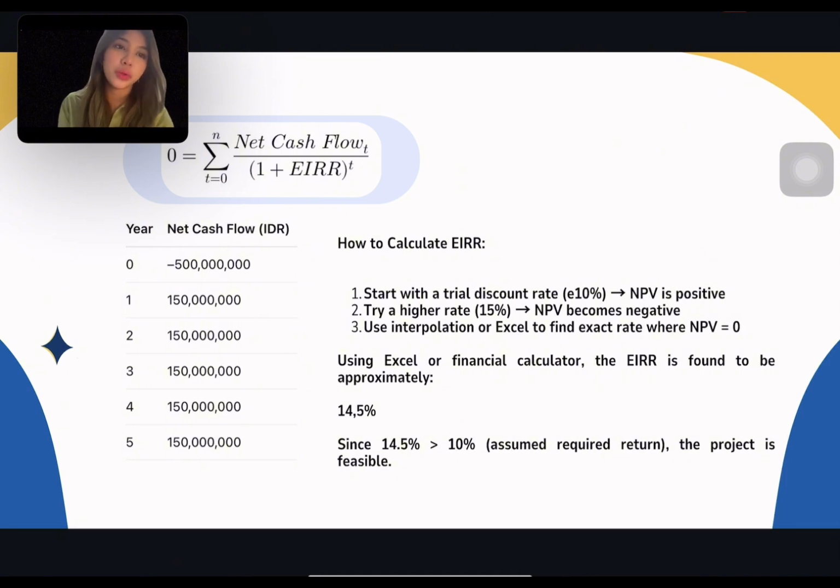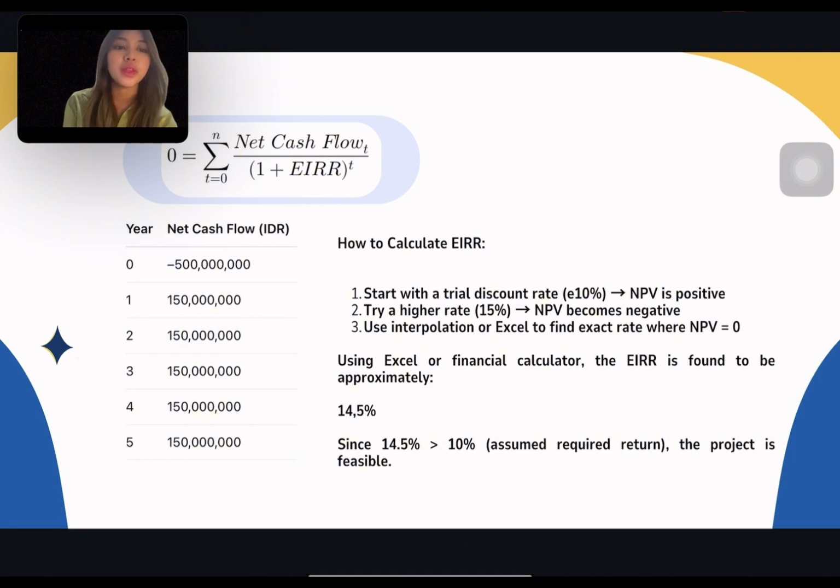How to calculate the EIRR? First, we start with a trial discount rate. Example at 10%, the NPV is positive. And then we try a higher rate, 15%. The NPV becomes negative. And third, we use interpolation or Excel to find the exact rate where NPV equals 0.